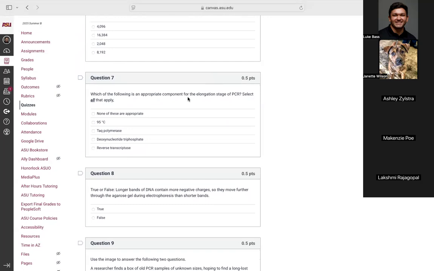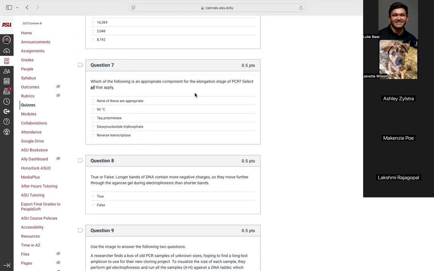Then question seven, which of the following is an appropriate component for the elongation stage of the PCR? So the elongation stage is important here for this question. Obviously, you're going to need the actual enzyme to add the different deoxynucleotide triphosphate molecules. And those deoxynucleotide triphosphates are just another word for nucleotide bases that include the deoxyribose sugar and the phosphate group as well. Whereas in this case, there's three phosphate groups. That's where the triphosphate comes from.